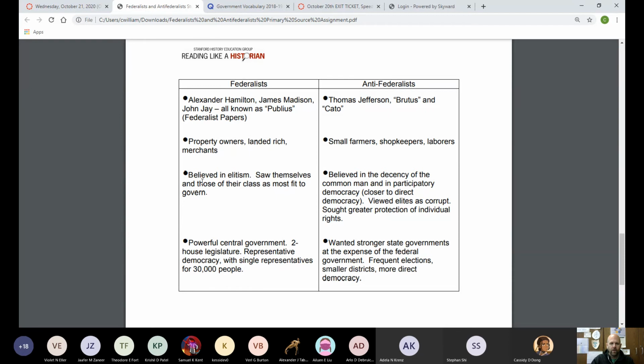Someone brought up an interesting point about Hamilton and his belief later on in elitism, considering that he grew up in pretty extreme poverty. Somebody thought that was interesting in one of the other classes.